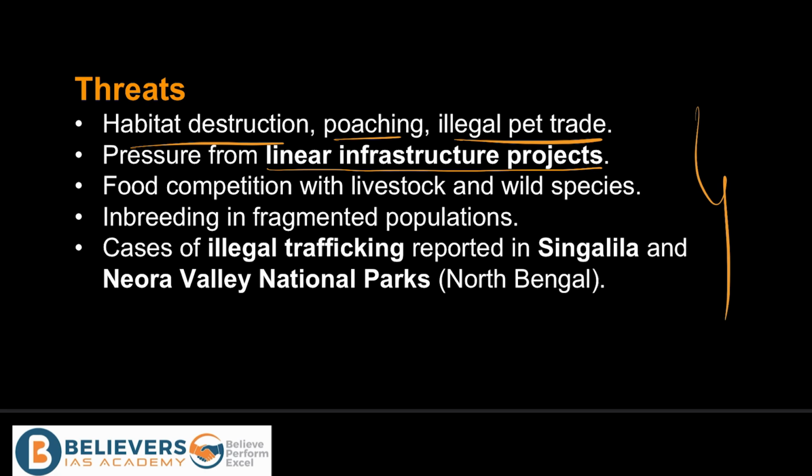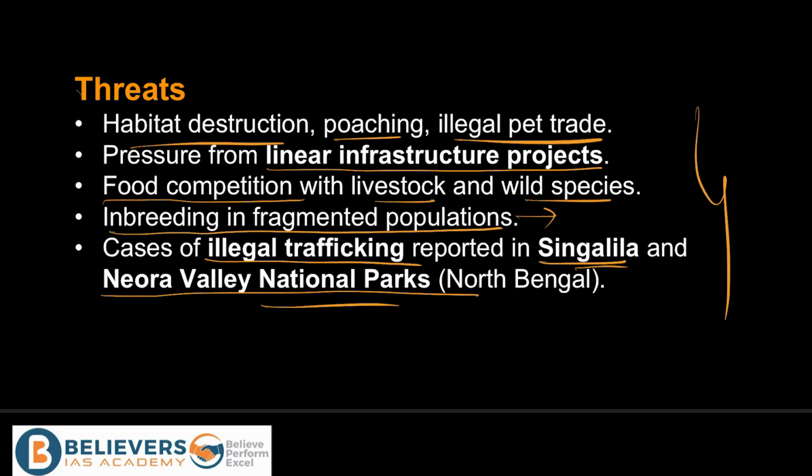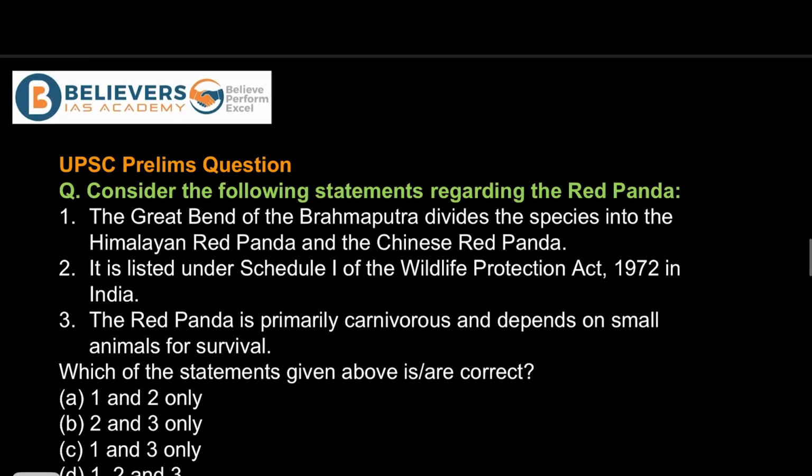This pretty much destroys their habitat, and also food competition with livestock and wild species, right? And inbreeding in fragmented populations, because the population is very small. Mostly, the inbreeding reduces the lineage of this red panda, and cases of illegal trafficking are reported in Singalila and Neora Valley National Parks, right? So these are some of the reasons for the destruction of this particular species.